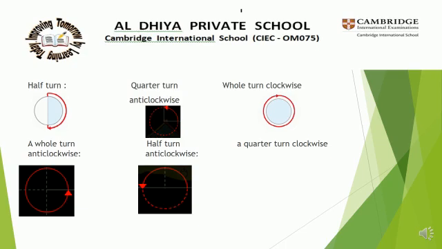Okay students. The next one is a quarter turn clockwise. This image is indicating the quarter turn clockwise. Only quarter I draw a line with a red pen and I mark the direction as clockwise. Okay students. I hope you all understand this.